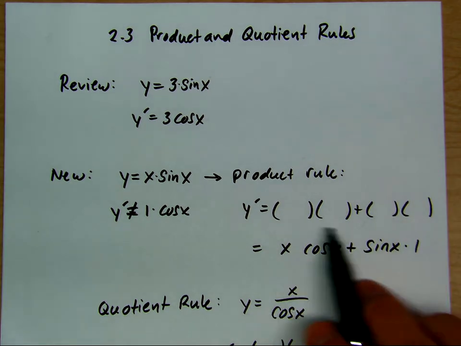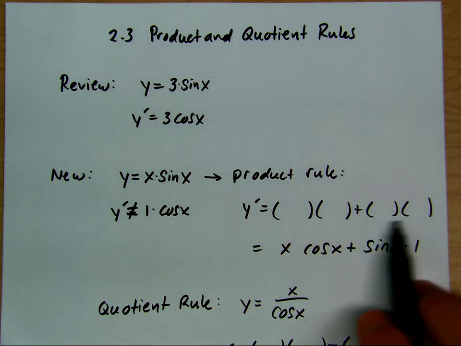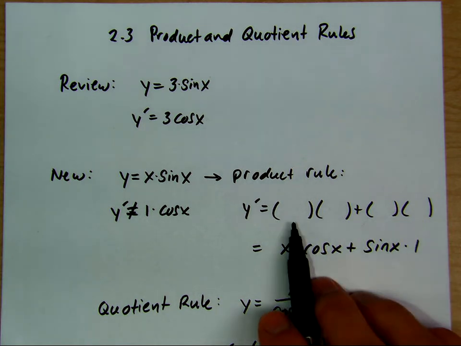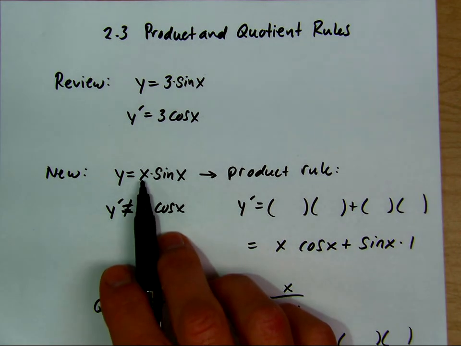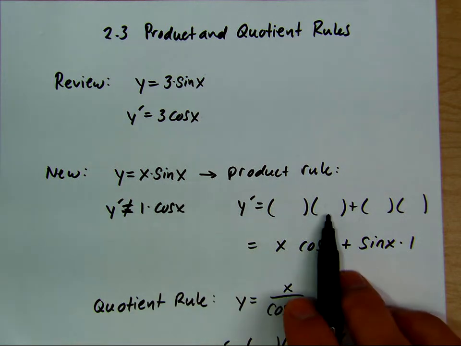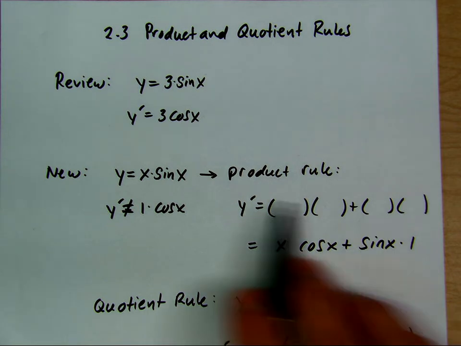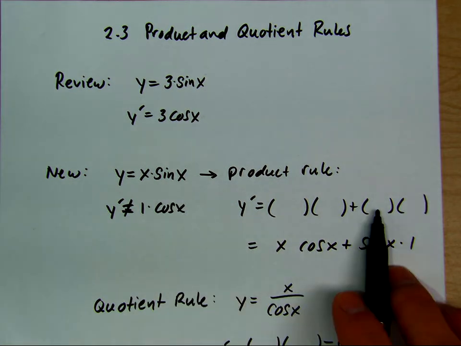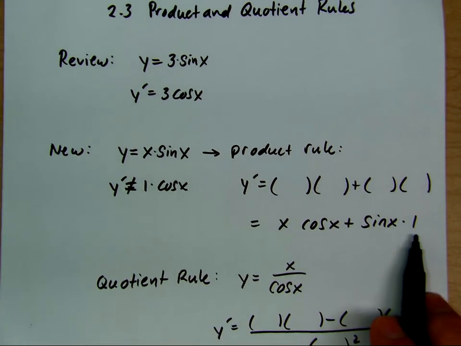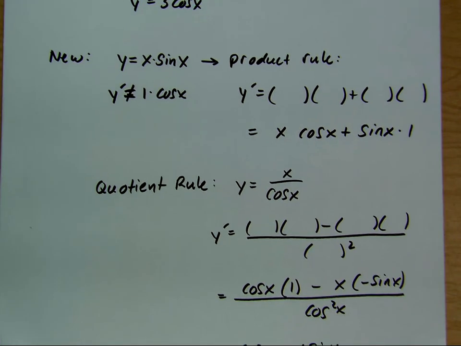And if you just set it up like this to start, it'll prevent you from forgetting what to do at the end. So we have these 4 spaces, and we copy the first factor, and then we use the derivative of the second factor. So that's cosine. Here we copy the second factor, sine, and do the derivative of the first factor. That's the product rule, and we have a similar rule for quotients.